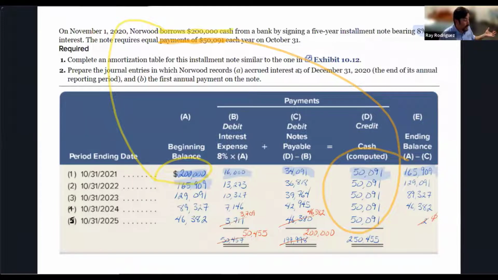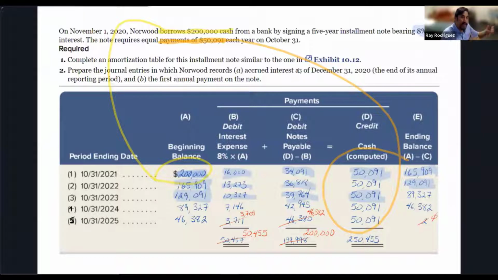And then we just start all over again. Multiply it by 8%. Find the difference to get the interest piece. Find the difference between the payment and the interest, and that's the principal payment. Beginning balance minus the principal payment gets us ending balance. Ending balance is beginning balance for the next period. And then find the interest. Beginning balance times 8% is the interest piece. Find the difference between the payment and the interest piece, and that gives us the amount that we have paid to principal, 39,764.